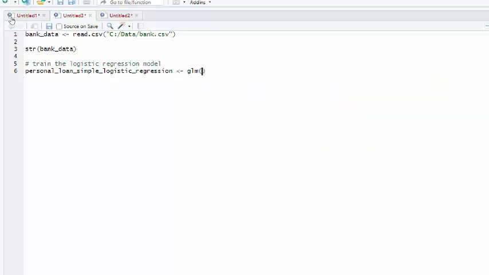So here I need, just like before, to say what my target is and what my predictor or predictors are. My target is personal underscore loan. That's what I'm trying to predict, zeros and ones, tilde. And my predictor for now, I have only one, and that would be income. So out of all variables, use only the target, personal loan, and income as a predictor.